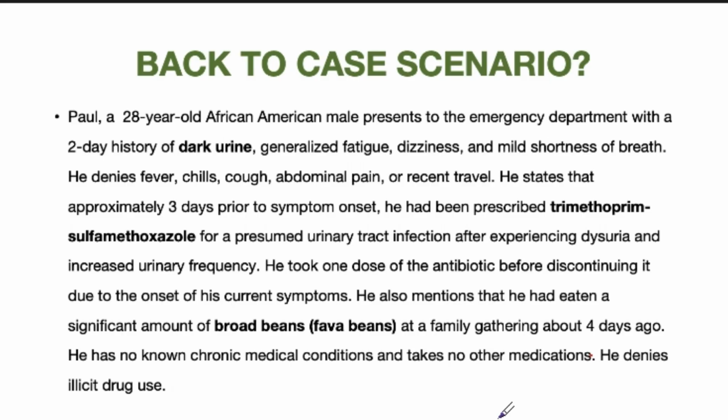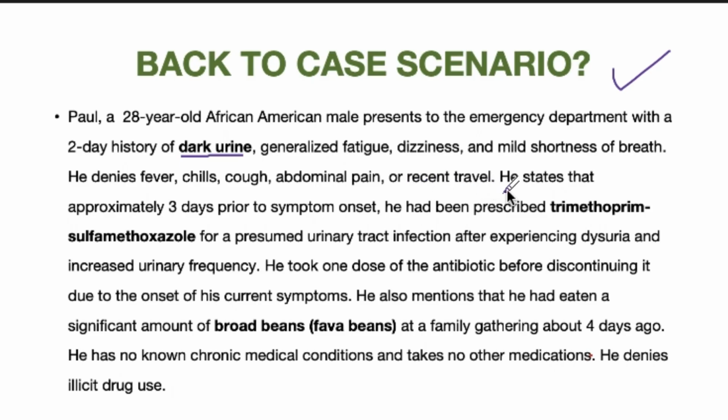Now back to the case scenario. In the case scenario, you found that Paul, a 28-year-old African American male, presents to the emergency department with a 2-day history of dark urine, generalized fatigue, dizziness, and mild shortness of breath. He denies fever, chills, cough, abdominal pain, or recent travel.